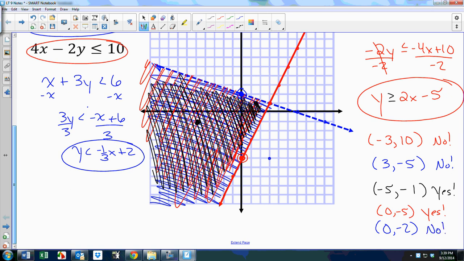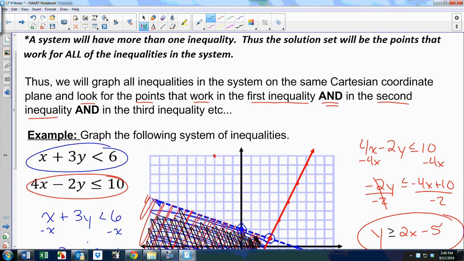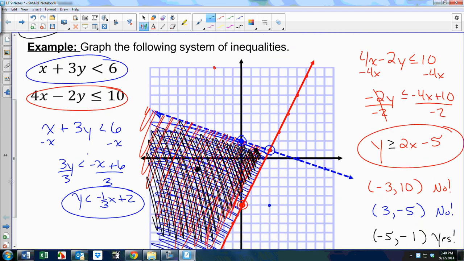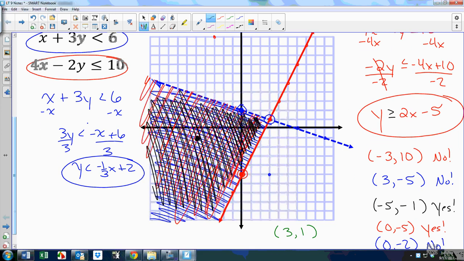And the trickiest one, the point where these two lines intersect, which is the ordered pair 3, 1. So the final question, does the point 3, 1 work? Well, let's see. It works in the red line because it's solid. It does not work in the blue line because the blue line was dotted. So let's go back to our definition. We shade all the points that work in the first inequality and in the second inequality. Does the point 3, 1 work in the blue inequality, the first one? No, so therefore it doesn't work in our system.